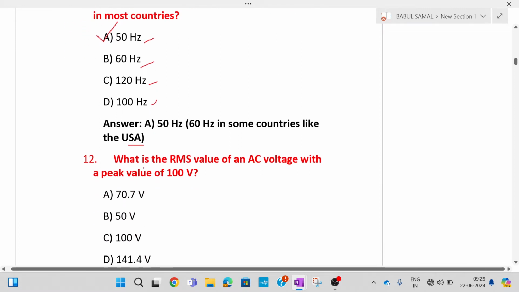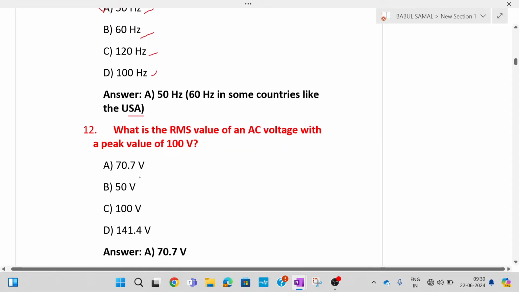Next question. What is the RMS value? RMS means root mean square. Value of an AC voltage with a peak value of 100 volt. The options are 70.7 volt, 50 volt, 100 volt, 141.4 volt. So the correct answer for this question is 70.7 volt. There is a formula to find the RMS value of an AC voltage. If the peak voltage is given, then the RMS value of the AC voltage can be found by a formula. You have to remember that formula.